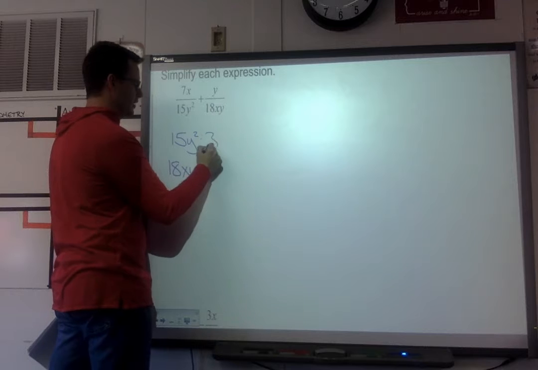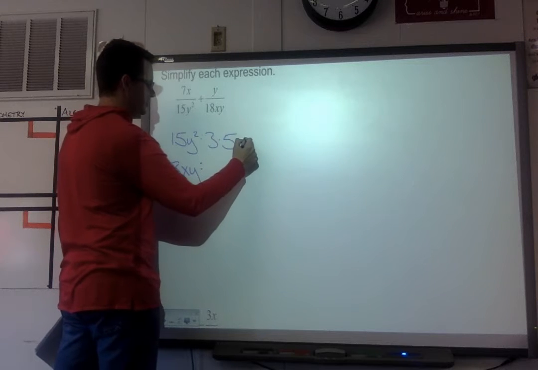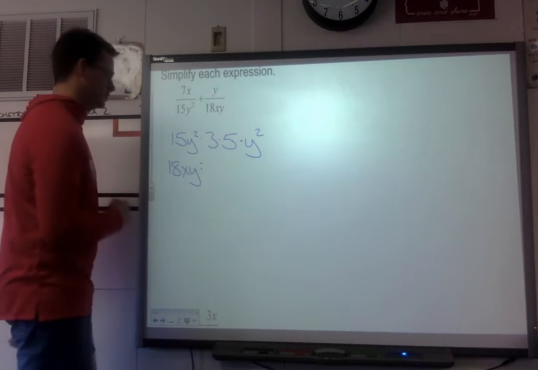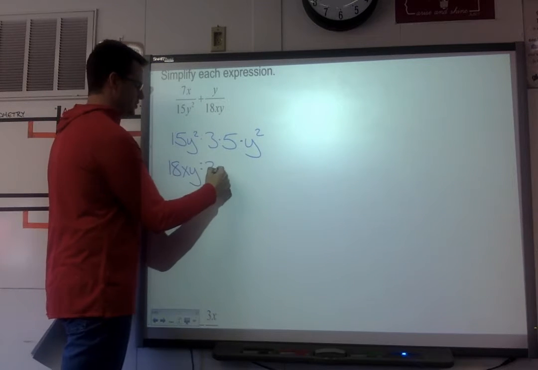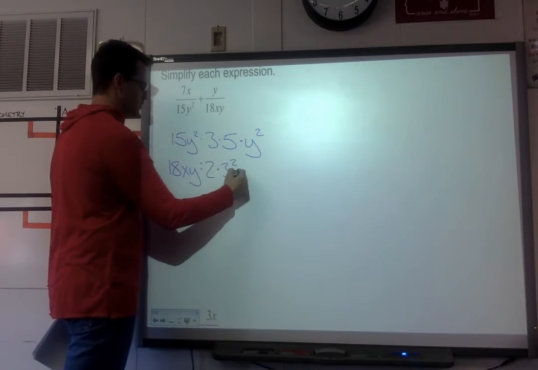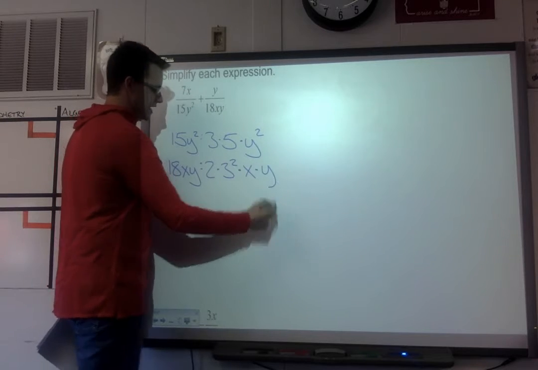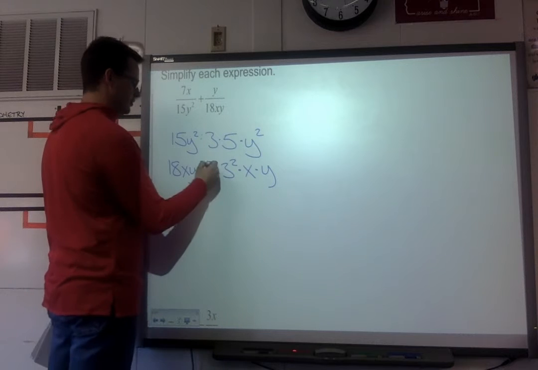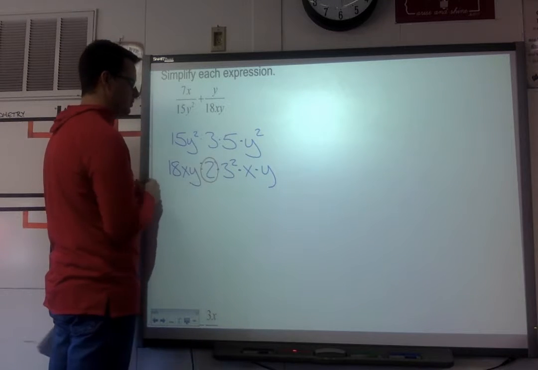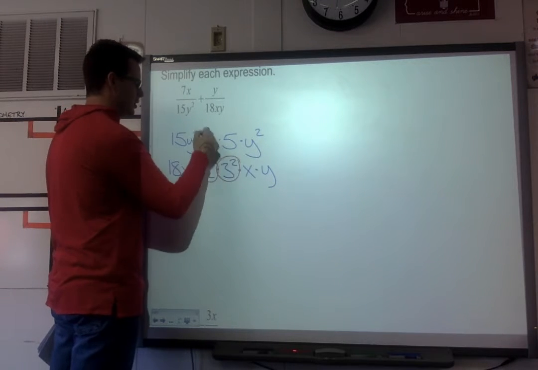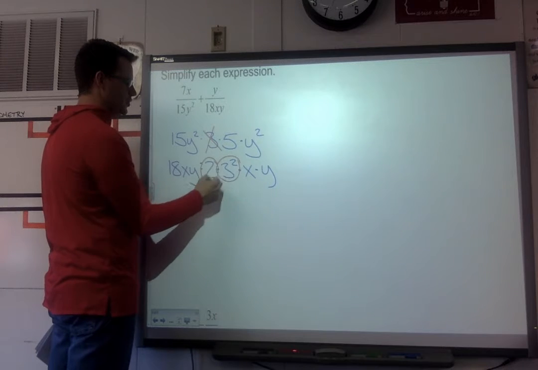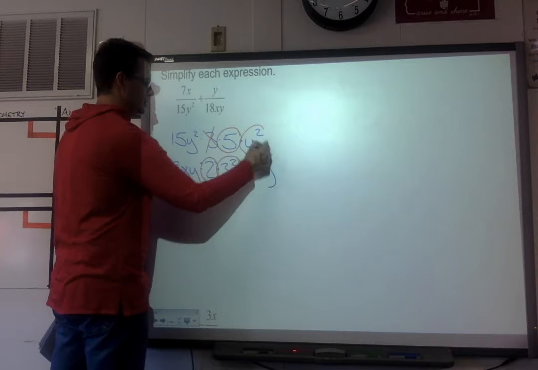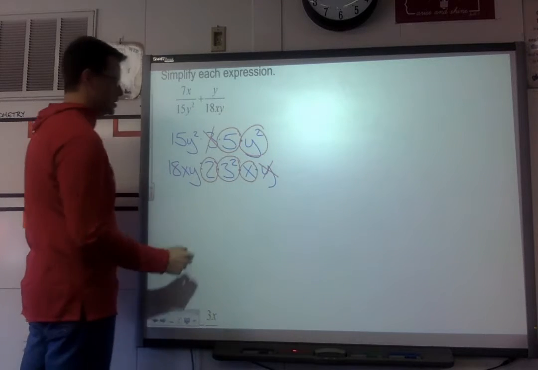15y squared I can write as 3 times 5 times y squared. 18 I can write as 2 times 3 squared times x times y. Then, just like I did before, I want to use each term to its highest power. So I'm going to use the 2, the 3 squared, 5x, and y squared.